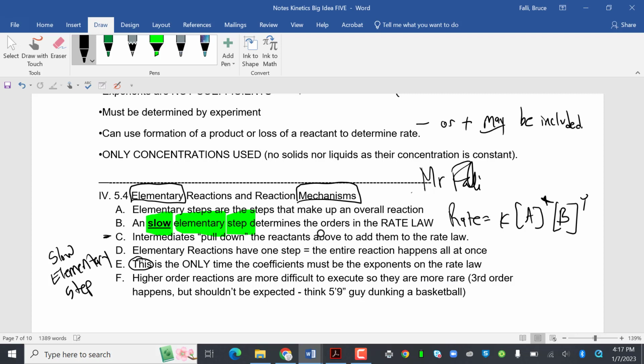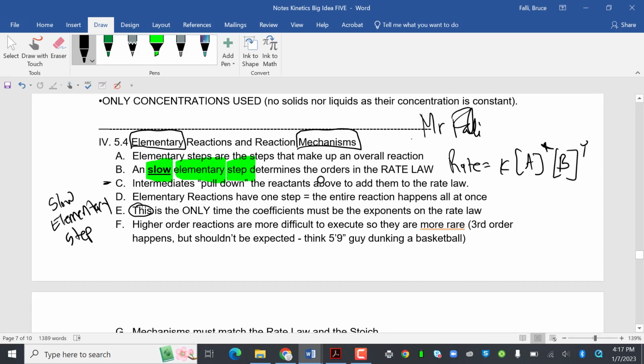Okay? Because normally we look at the coefficients of the entire equation, but the coefficients of the slow elementary step would do that. Higher order reactions are more difficult to execute, so they are more rare. Third order happens, not in AP chemistry, but it does happen. But it shouldn't be expected.